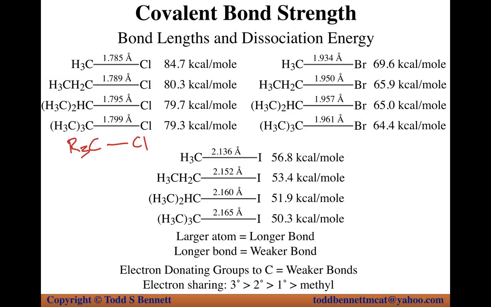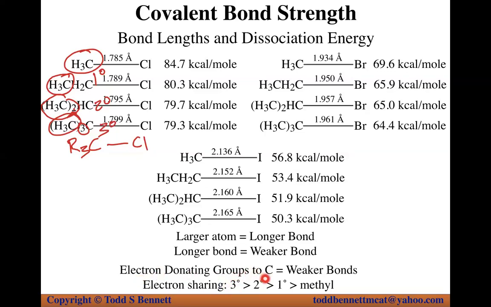Okay. So just a note of terminology. This is called a methyl group. When you have one carbon attached, they call it primary. When you have two attached, secondary. And when you have three attached, tertiary. So that's what this means. Electron sharing, tertiary shares the most.